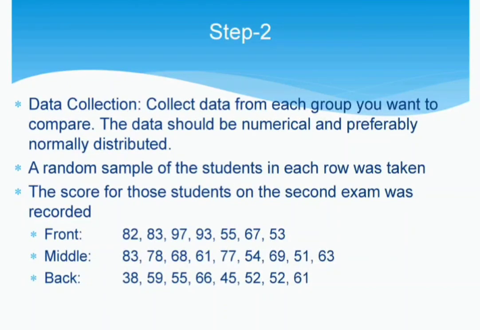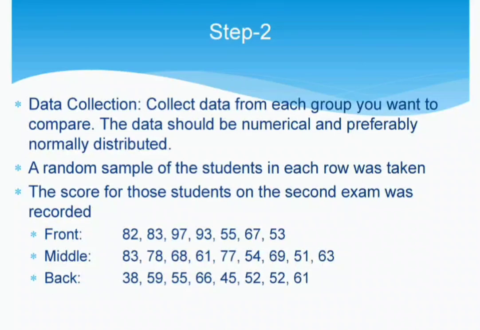The next step is data collection. Collect data from each group you want to compare. The data should be numerical and preferably normally distributed; that is, we want to check it. A random sample of the students in each row was taken. The scores of those students on the second exam were recorded, in the form of front, middle and back.